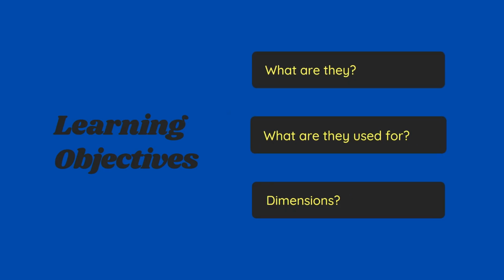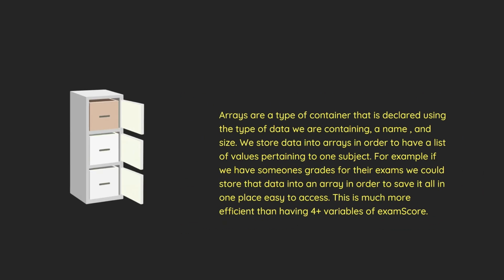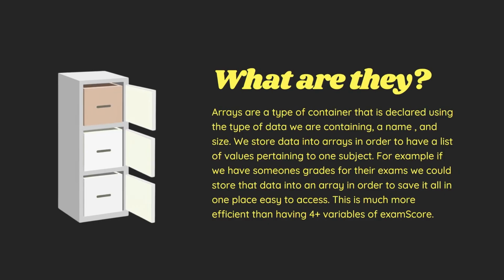So what are they? What are they used for? And dimensions? Arrays are a type of container that is declared using the type of data that we are containing, a name, and the size. We store data into arrays in order to have a list of values pertaining to one subject. For example, if we have someone's grades for their exams, we could store that data into an array in order to save it all in one place that's easy to access. This is much more efficient than having 4+ variables with exam score.